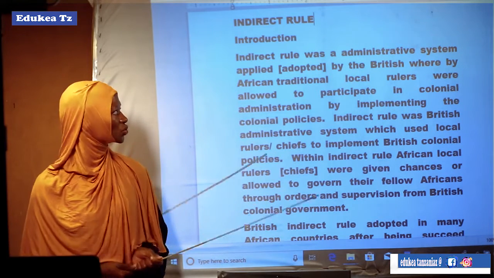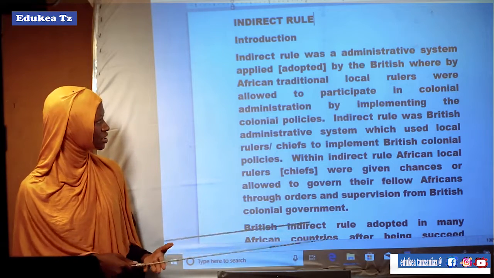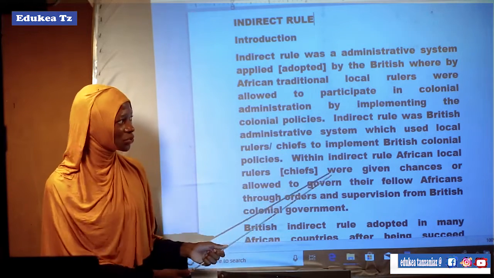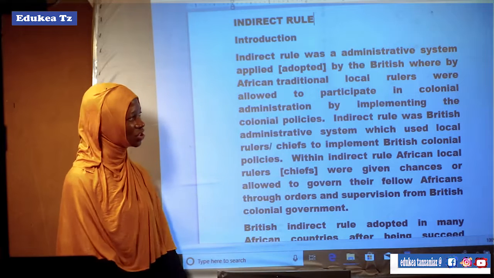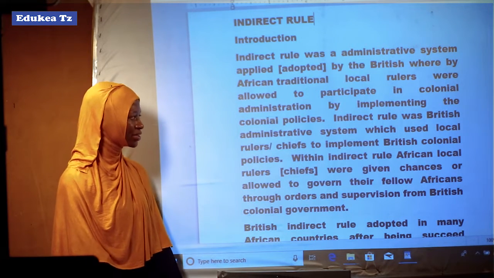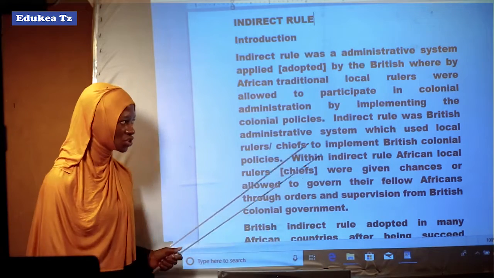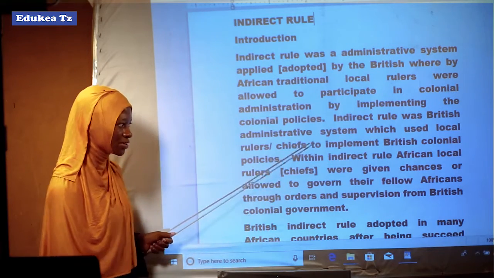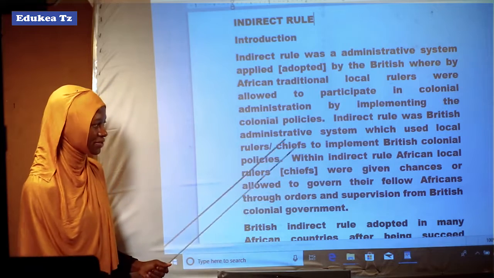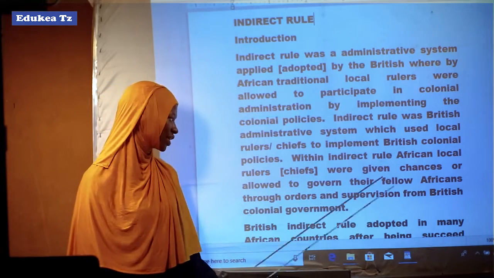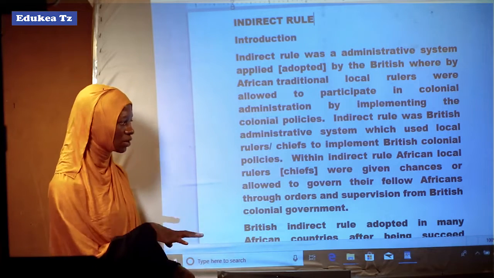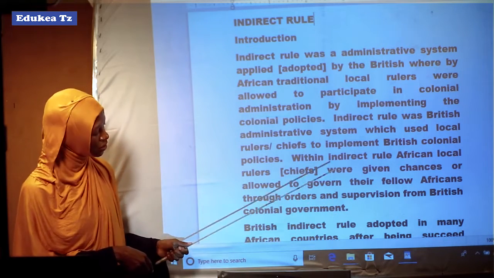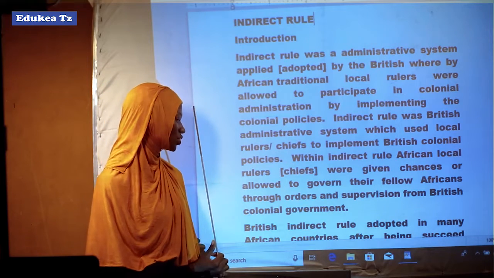Starting with indirect rule. As I said before, indirect rule was applied by the British in their colonies, where local rulers were allowed to participate in colonial administration by implementing the colonial policies. So, indirect rule was the British administrative system which used local rulers or local chiefs to implement British colonial policies. Within indirect rule, African local rulers or chiefs were allowed to govern their fellow Africans through orders and supervision from the colonial government.